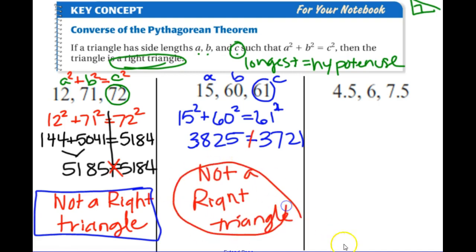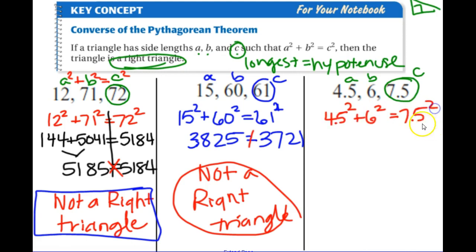Well, let's hope this last one is. I know 7.5 is the longest of all three of these, so that has to be c. These are a and b. So in our equation a squared, we have 4.5 squared plus b squared, which is 6 squared, equal to 7.5 squared.